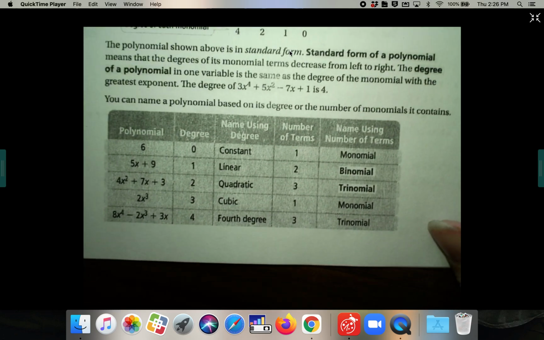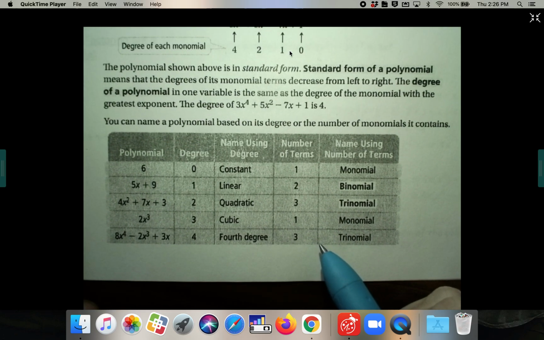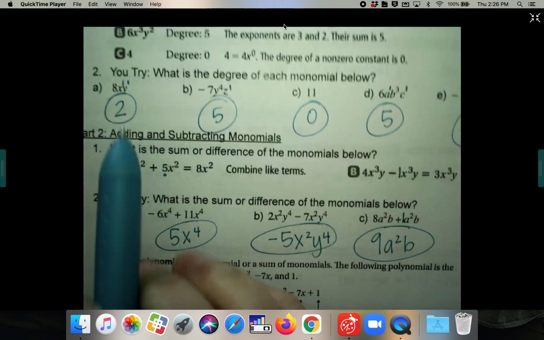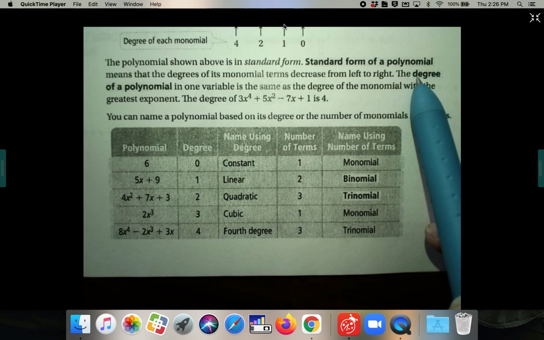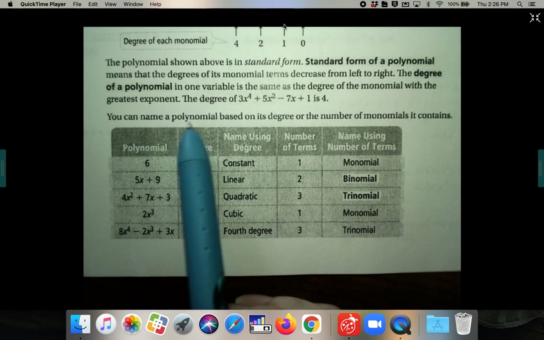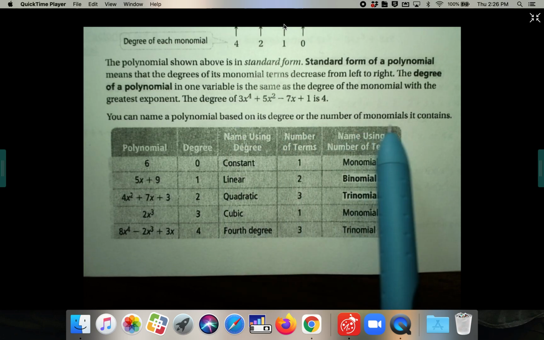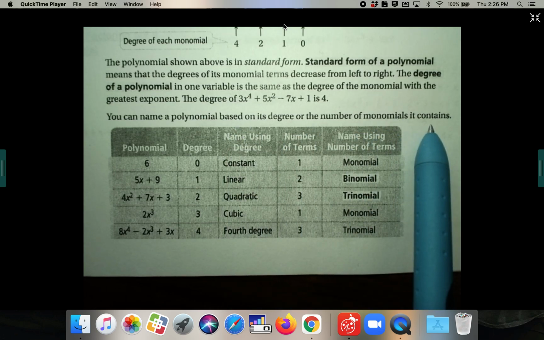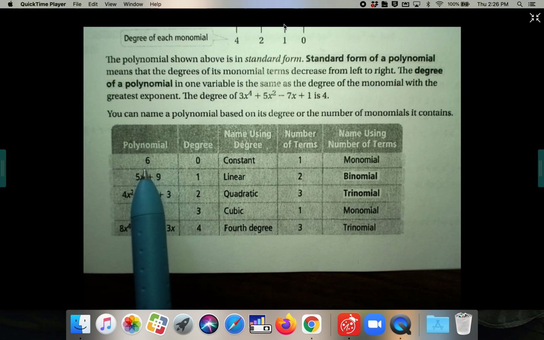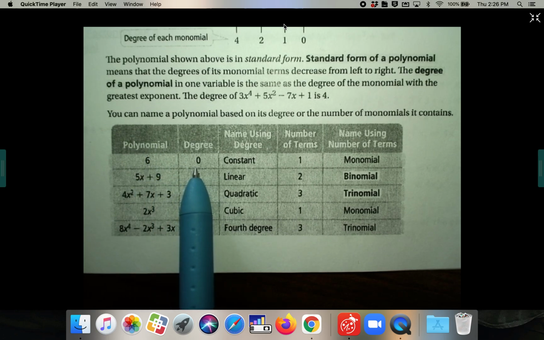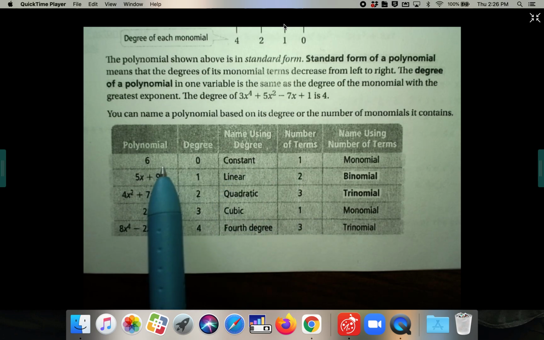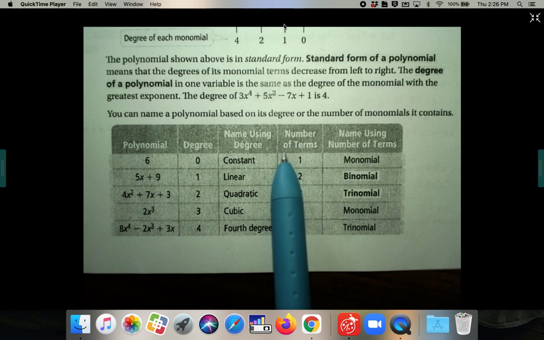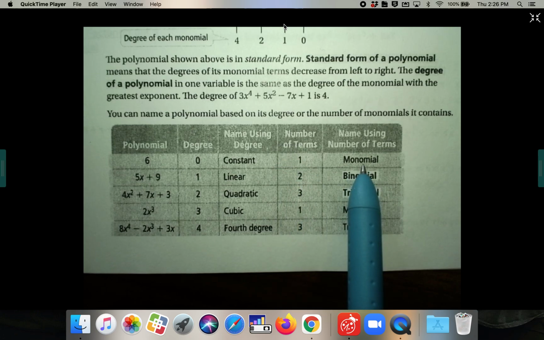Okay, we're going to go on to the next page, and I'm going to refer back to this one, but the other thing we're learning today besides degrees is what these are actually called. So we know what the degree is, but we can name them. We can name the polynomial based on its degree or the number of monomials that it contains. For example, if it's just a constant, it has a degree of 0. We already talked about that. It is just a constant. It's not a variable or anything. It has one term because it's just one number that's there. And so it would be considered a monomial.